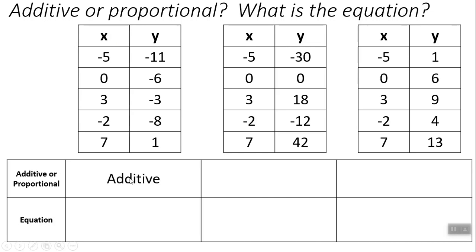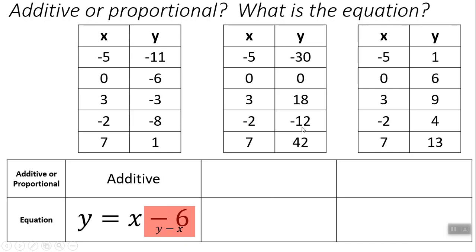This would be an additive table. Its equation would be y equals x minus 6. If you look at all of your y minus x, -11 minus -5, -3 minus 3, they all work out to this -6 constant.